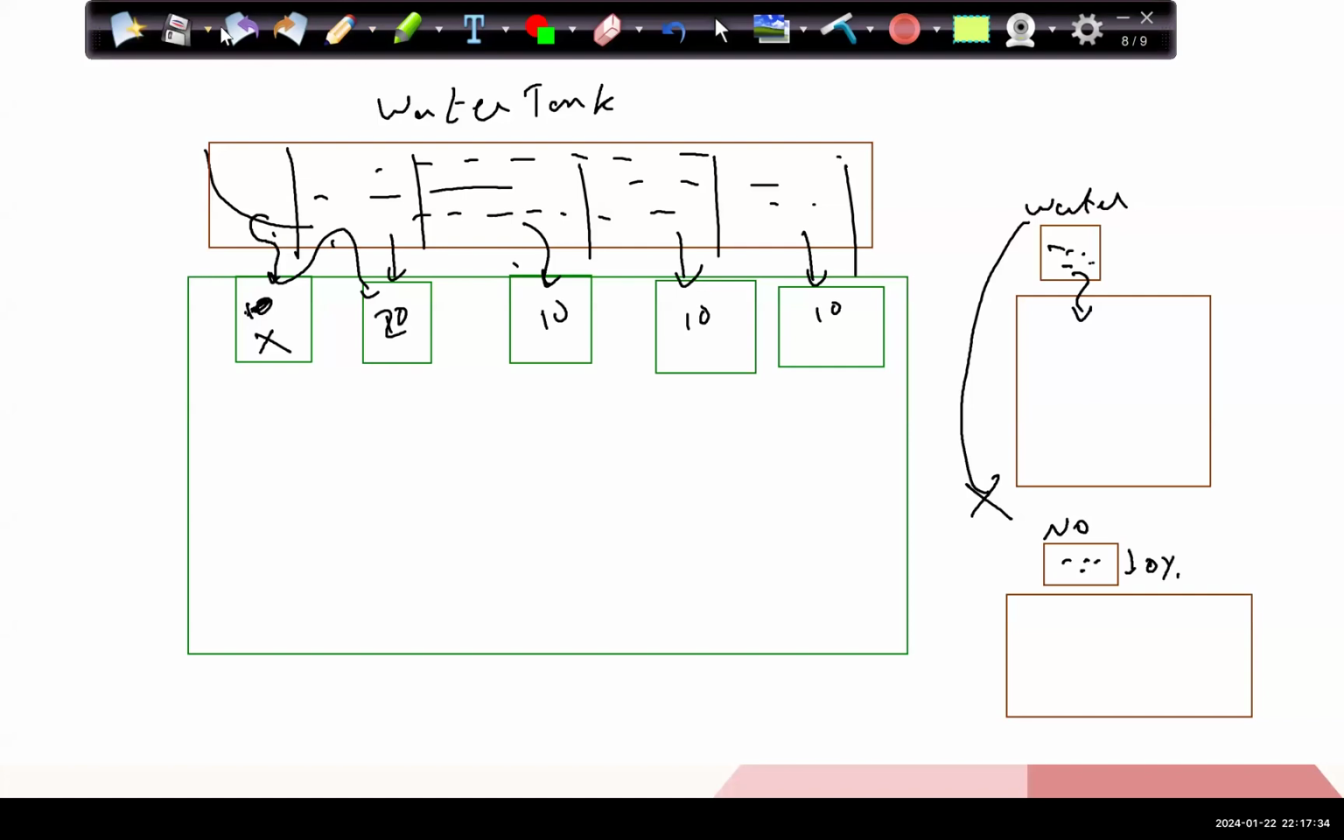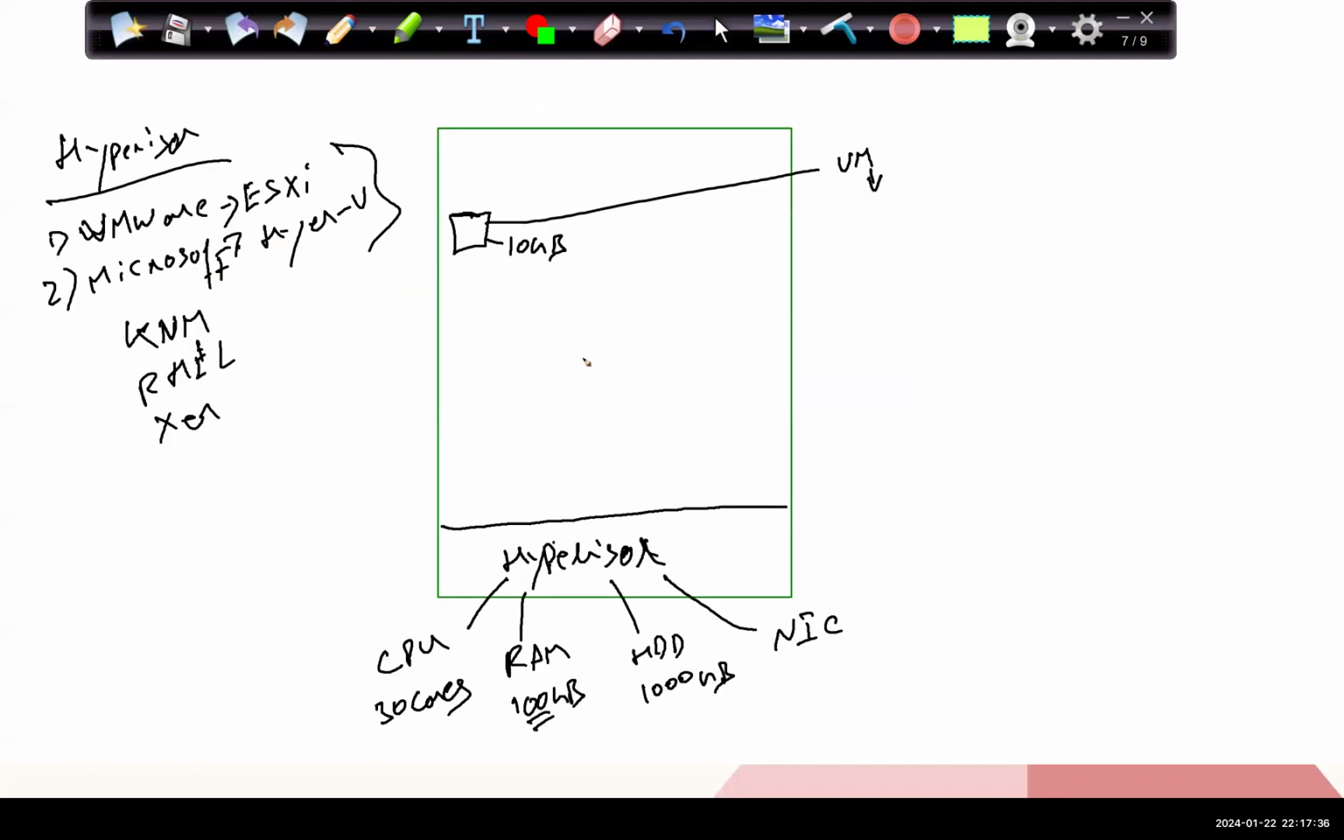Now let's come back to our previous one. This is what we were discussing. I'm doing the same thing here. I've got 100 GB of RAM; think of it like the water tank on your apartment. I'm assigning 10 GB of RAM to this virtual machine. Think of a VM like your flat in the apartment. So I'm building these flats within this apartment in the form of virtual machines, and I keep assigning RAM to them.